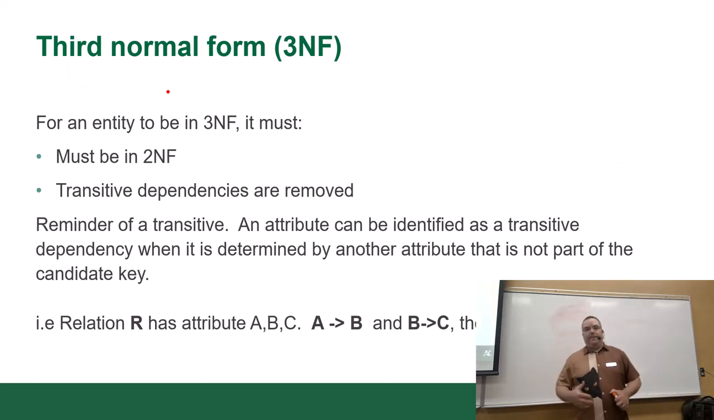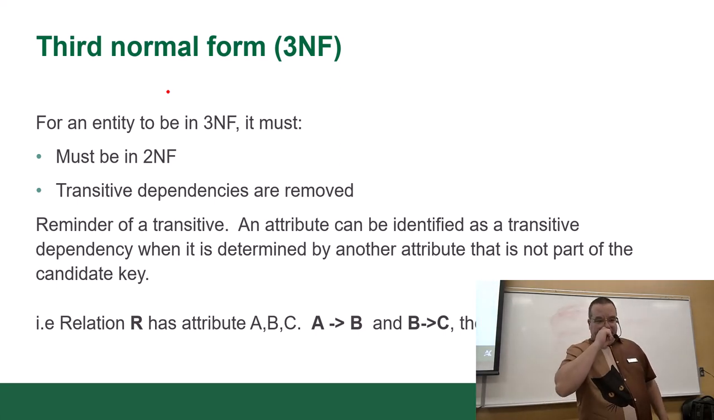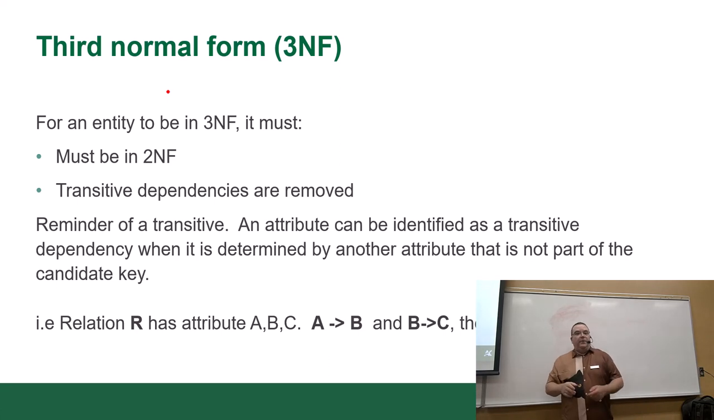So for an entity to be in third normal form, it must be in second normal form. You can't go to third unless you're already in second. It's just like if you're playing baseball, you can't go from first base to third base across the field and slap the pitcher on the way by. You have to go all the way around the baseball diamond. It's just how it works. And transitive dependencies are removed.